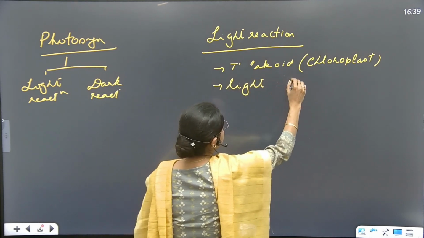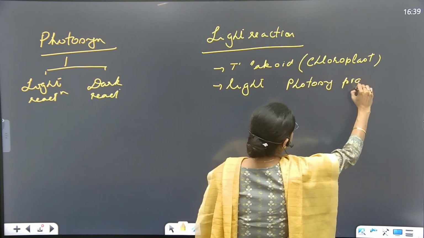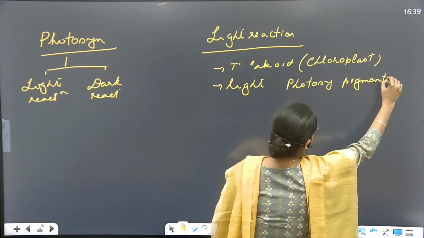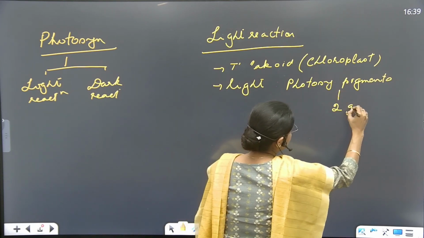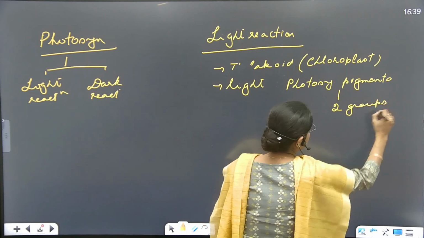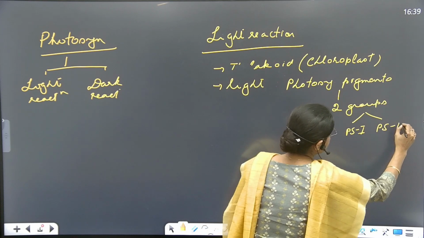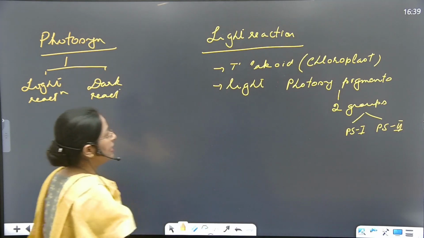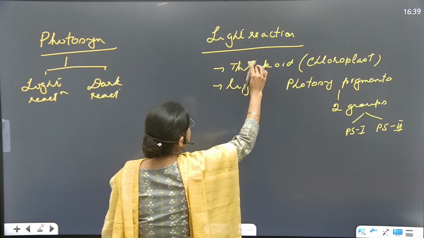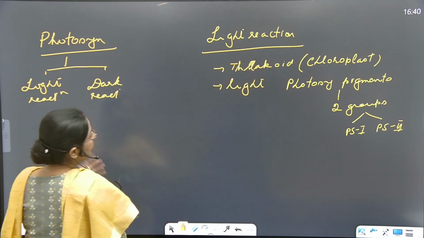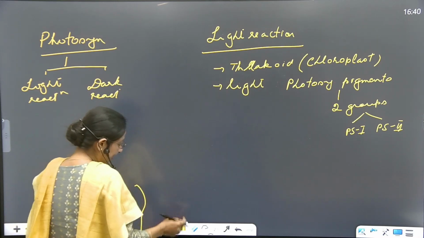Light reaction takes place in which pigments? The photosynthetic pigments, right? So how are the photosynthetic pigments present? In two groups, and what are the names of the two groups? PS1 and PS2, right? So why does light reaction happen in the thylakoid? Because the pigments are present in the thylakoid. Now we will see what exactly happens during light reaction.